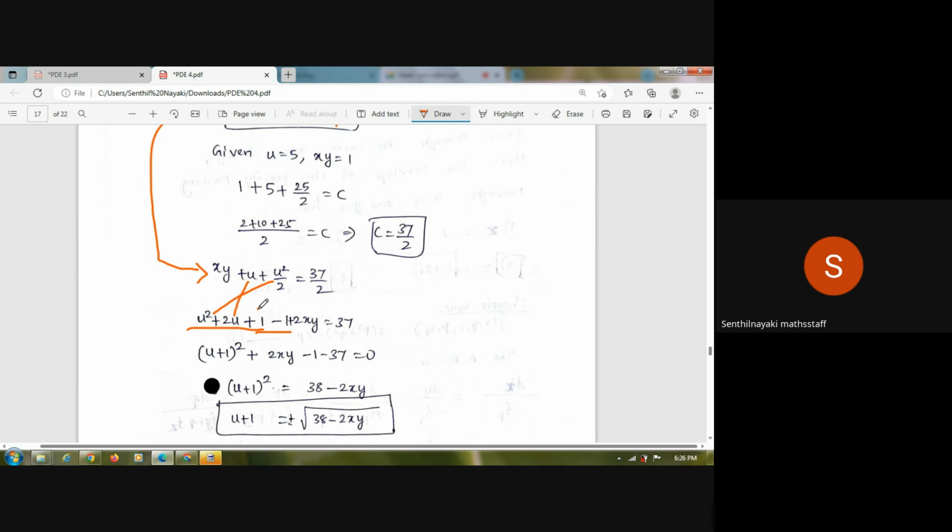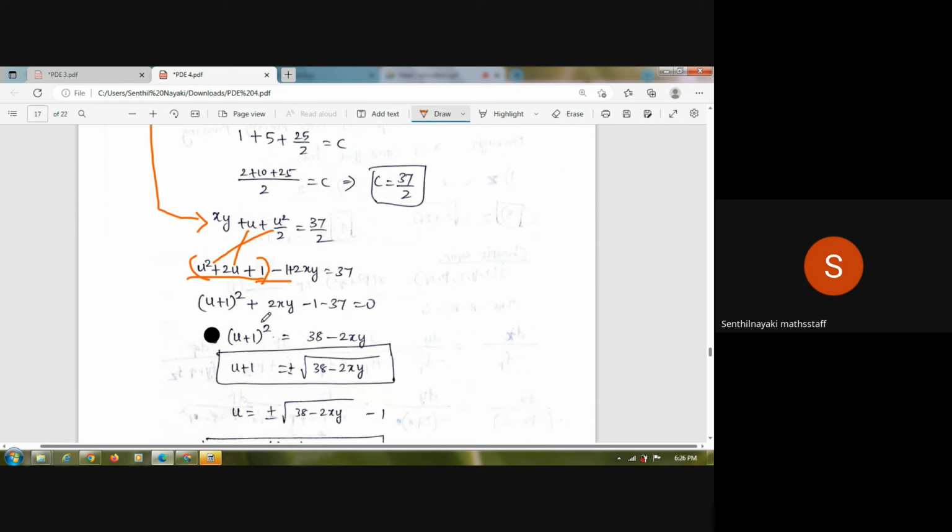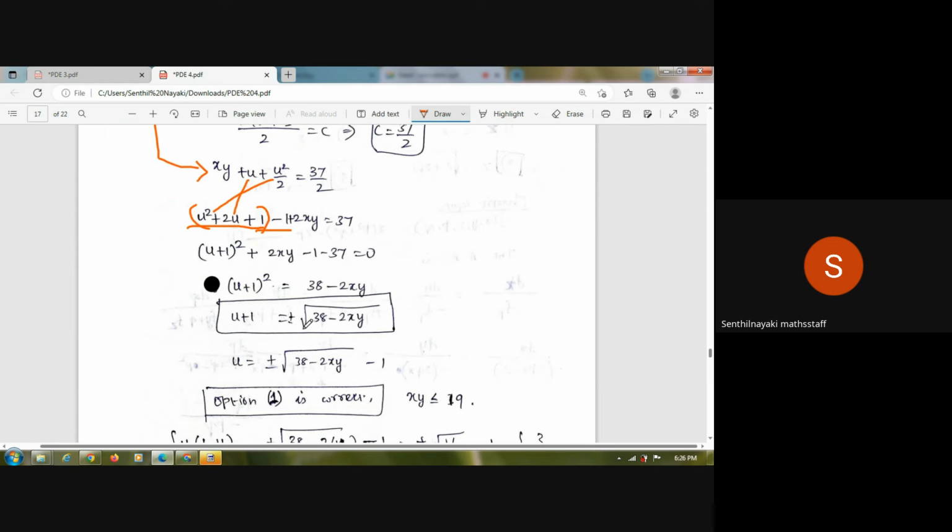So these three terms can be combined as u plus 1 the whole square plus 2xy minus 1 minus 37 equal to 0. So u plus 1 whole square equal to 38 minus 2xy. So u plus 1 equal to plus or minus square root of 38 minus 2xy.